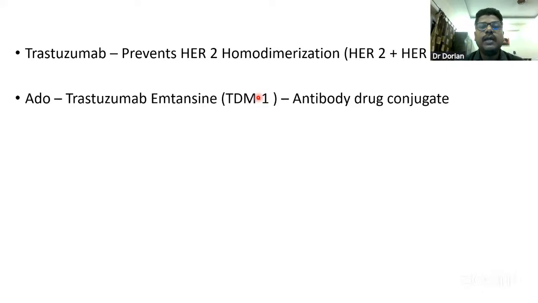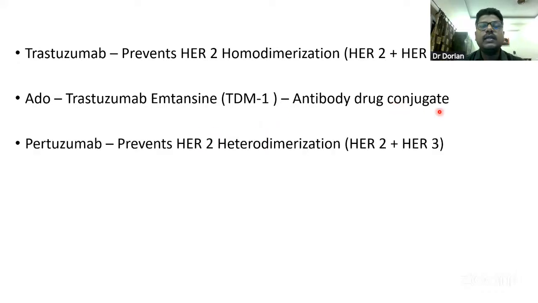Adotrastuzumab emtansine is an antibody drug conjugate. Here they have trastuzumab and emtansine, which is another anti-cancer drug, which is a microtubule inhibitor like paclitaxel and docetaxel. There is another drug targeting HER2 called pertuzumab. It is also given in Sabiston. Pertuzumab prevents HER2 heterodimerization, that is combination of HER2 plus HER3.